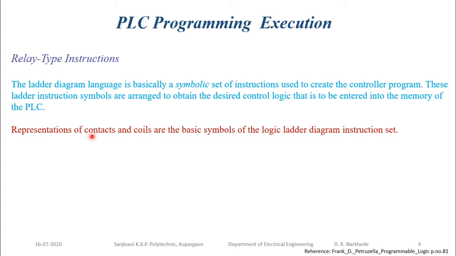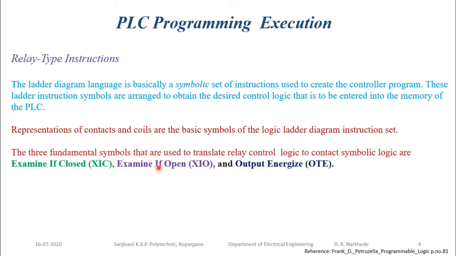Basically there are three main types of instruction in the relay type: NO type, NC type and coil. The three fundamental symbols that are used to translate relay control logic to symbolic control logic are examine if closed, which is your NO, normally open type; examine if open, called XIO, which you can say is an NC; and output energize, called OT. These are the three main things used in each and every ladder language program.